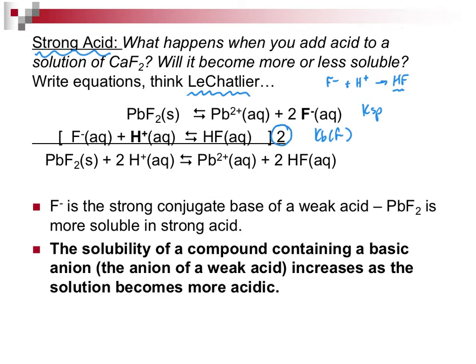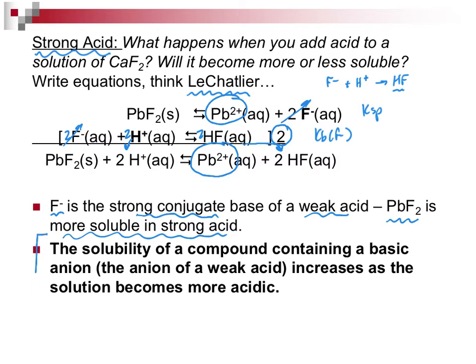Remember in the past when we were trying to cancel things out, we had to do an adjustment? Well, when I multiply this by 2, I will get a 2F minus, meaning that will drop out. I will get a 2H+, which I'll put in the reactant slot. I will get a 2HF, which I will put in the product slot. But what I've really gotten is I have freed up the lead cation. So in terms of concept, F minus is a very strong conjugate base of a weak acid, and its net result is to make the PbF2 more soluble in the strong acid.